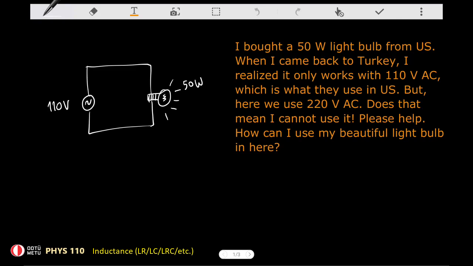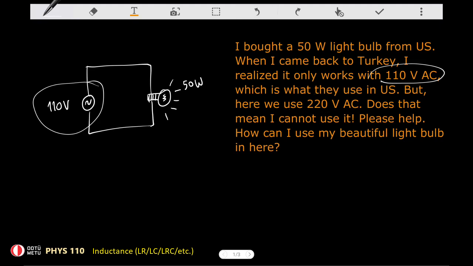As a simple application of LRC circuits, we are going to look at this problem. You have a 50 watt light bulb, but it was designed to be used in the US. Therefore, when you plug it into a wall plug that has 110 volts of EMF, it just consumes 50 watts. That's the case in the US, of course, but in Turkey, we are using 220 volts AC. As a result, you cannot use this thing directly.